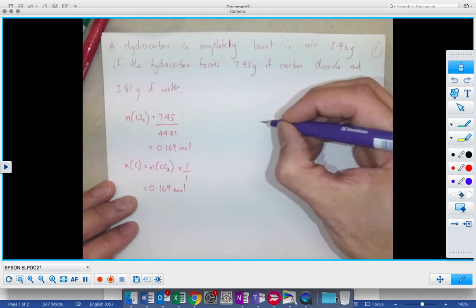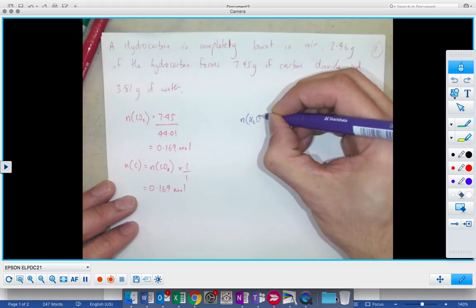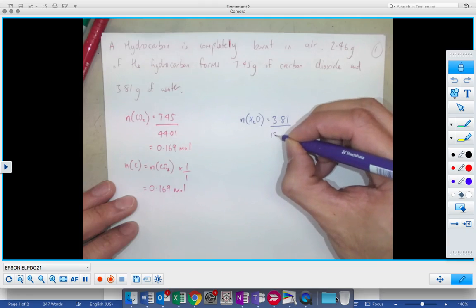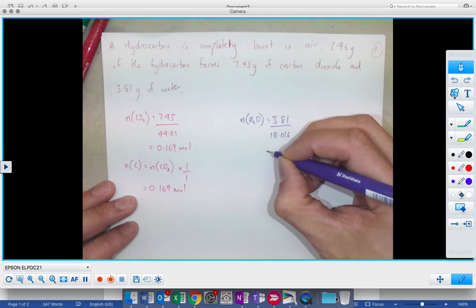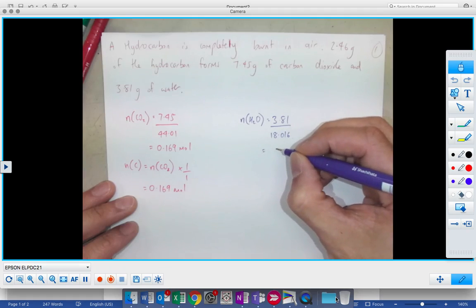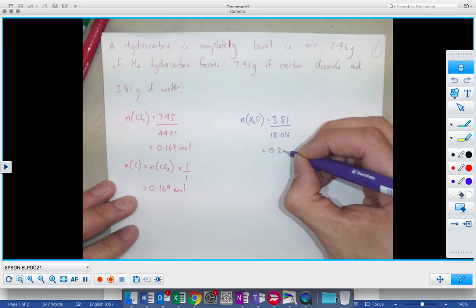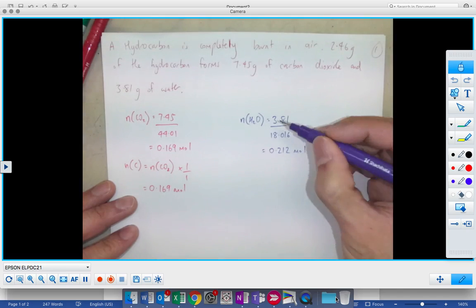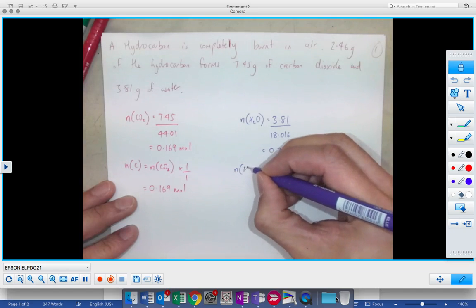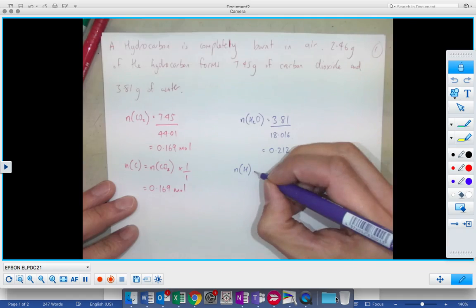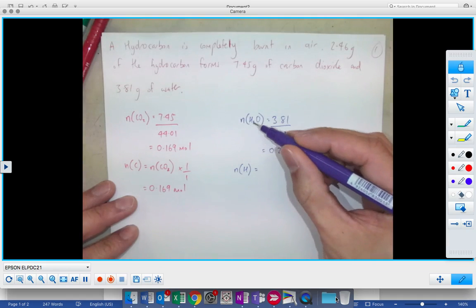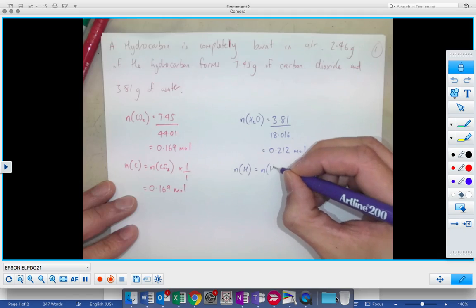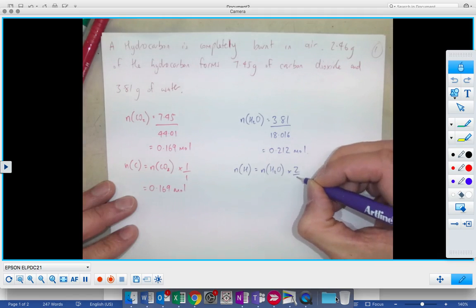The number of moles of hydrogen will be solved from the number of moles of water. So we take the 3.81 grams of water divided by the molar mass of water, which is 18.016, and we get 0.212 moles. Now we've got the number of moles of water, we need to work out the number of moles of hydrogen from it. Since there are 2 hydrogens for every water molecule, the number of moles of hydrogen is equal to the number of moles of water times 2-to-1.